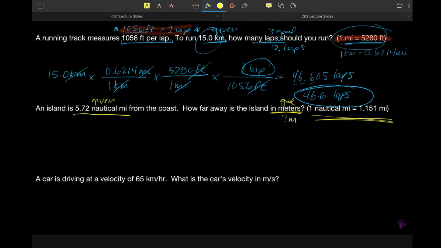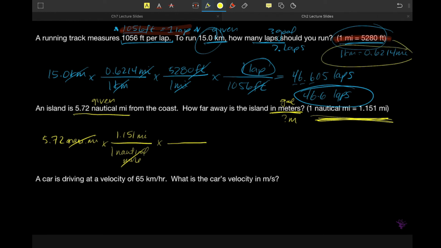So let's start from our given, 5.72 nautical miles. Then we're going to incorporate this where, again, what needs to cancel will cancel. So 1 nautical mile, 1.151 miles. Nautical miles cancel, and now I'm at normal miles. Now, what's the relationship between miles and meters? You've not memorized that one, but that's okay, because we already know the relationship. So 0.6214 miles is equal to 1 kilometer.